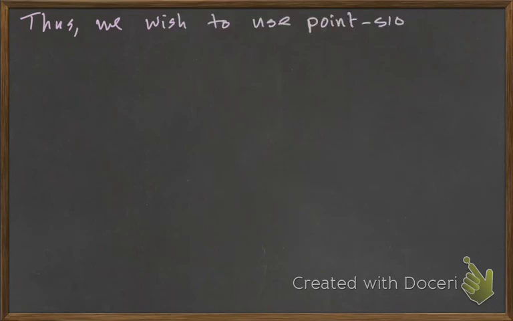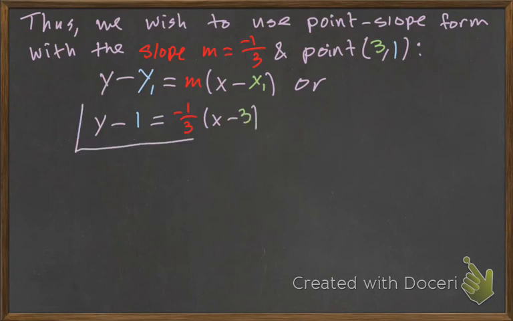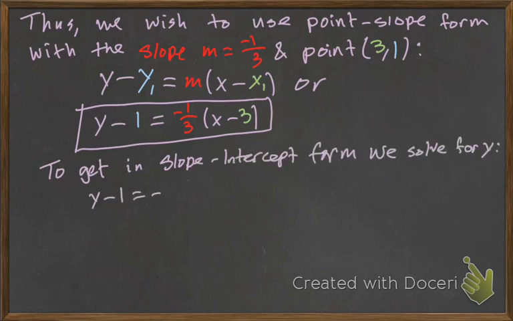Thus, we wish to use point-slope form again, with the slope m equals negative 1/3 and passing through the point (3, 1). So once again, in point-slope form, we plug in our values, and we have y minus 1 equals negative 1/3 times, in parentheses, x minus 3. If we wish to get the equation in slope-intercept form, we solve for y.